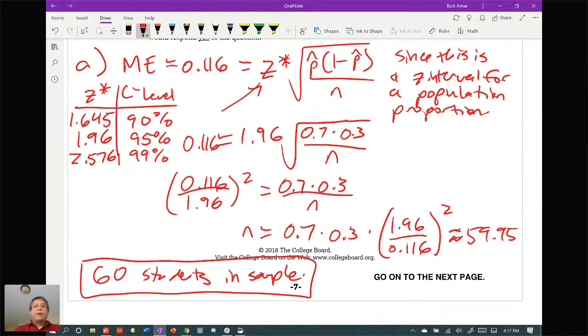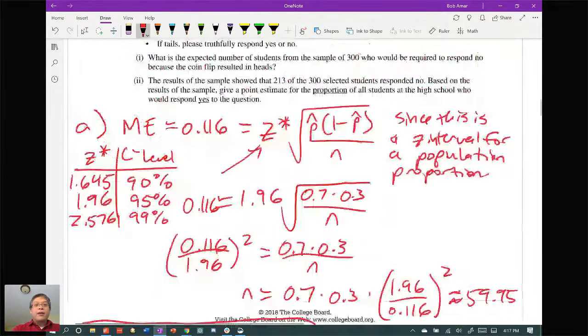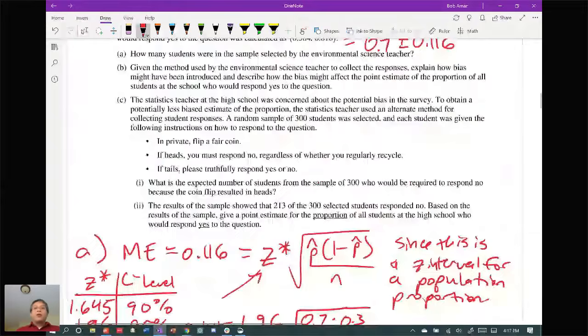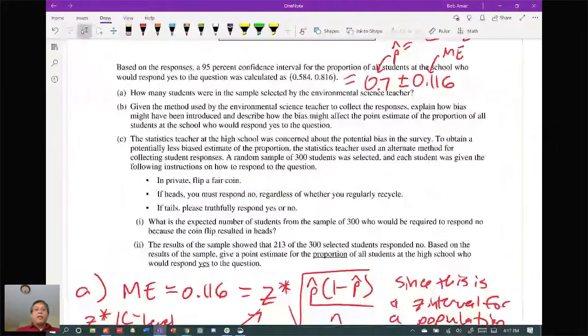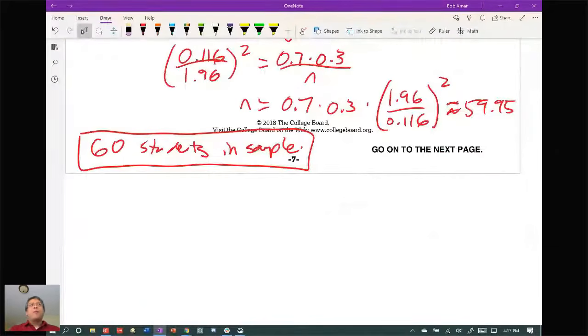Those were the big guns there. The rest of the problem isn't quite so traumatic. Given the method used by this environmental science teacher to collect the responses, explain how bias might have been introduced. Bias is not just a catch-all term for something that's wrong with the design. If you're going to invoke a bias on the AP Stat exam, you need to say both where the bias comes from as well as the direction of the bias.